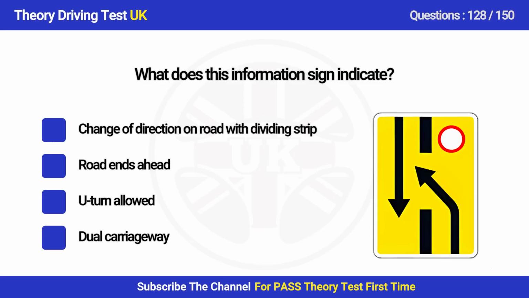A. Change of direction on road with dividing strip. B. Road ends ahead. C. U-turn allowed. D. Dual carriageway.